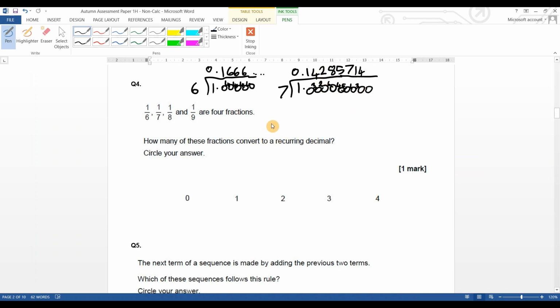Yeah. 1/8, I don't think that's a recurring decimal. Let's check it. 1/8 is 1 divided by 8. Let's try it out. 8 into 1 doesn't go. 8 into 10 goes once, remainder 2. 8 into 20 is twice, remainder 4. 8 into 40 goes 5 times exactly. Yeah, that's not a recurring decimal, so 1/8 definitely is not a recurring decimal. 1/9, I'm pretty sure 1/9 is, I'll show you here.